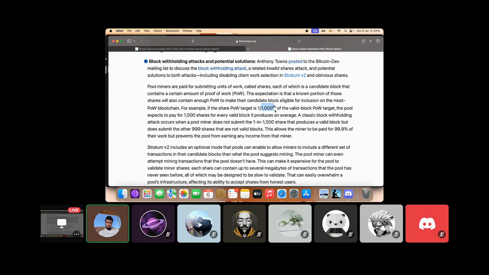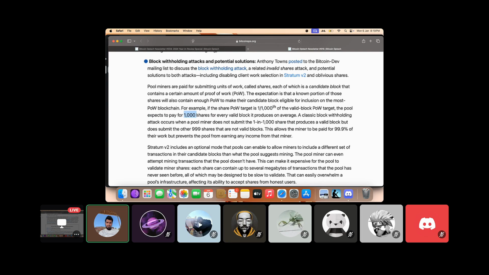But when it finds a block of difficulty 1,000, which is a valid block, which is the network difficulty, which makes the block eligible to be appended to the blockchain, which is when the pool gets paid, the miner will intentionally hide that. The miner will not share it with the pool.